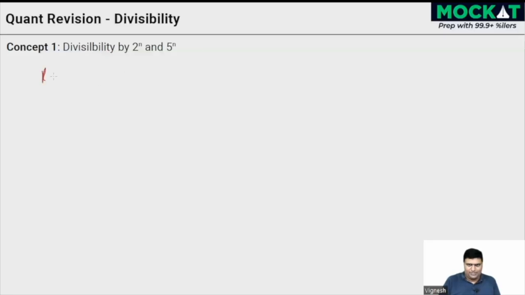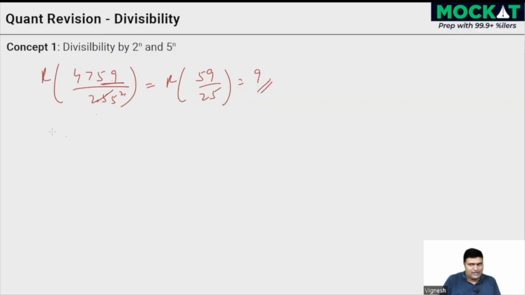If you want to take up an example, what's the remainder of 4759 when divided by 25? 25 is nothing but 5 square. So I'm concerned only about the last two digits. What's the remainder of 59 by 25? And that's going to be 9. 9 becomes the answer here.